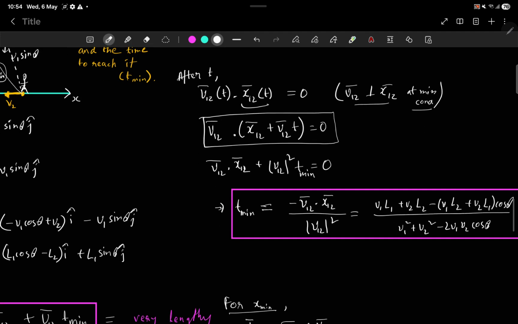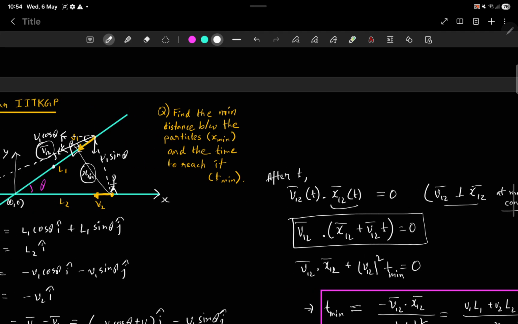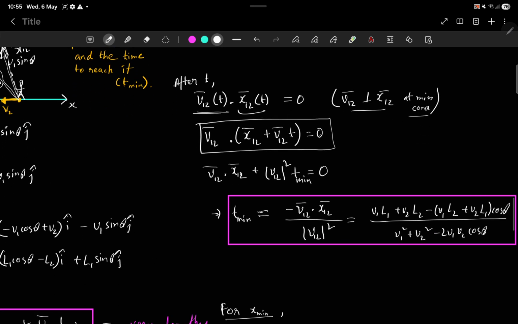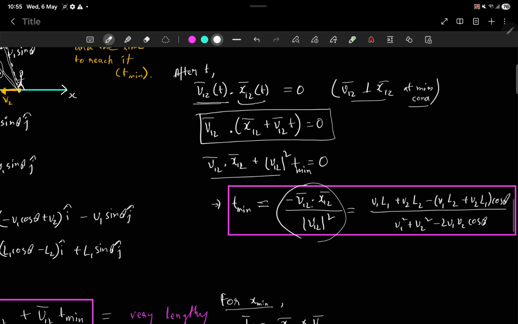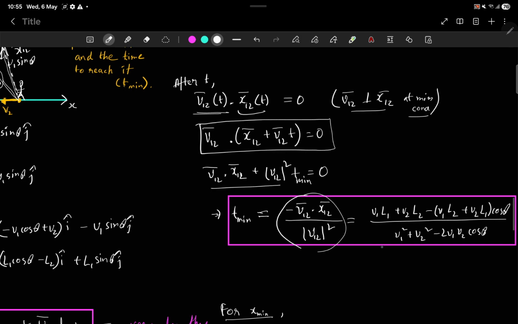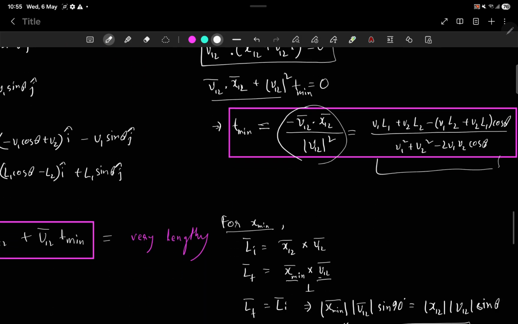This v12 is constant, and x12 after a time t will be the initial x12 plus v12 t. By the triangle law of vector addition, we will get this x minimum vector. So we can write it like this, and we are getting the dot product. From here we can write t minimum equals this. And if you put all the values of these vectors, you will get this one. You can calculate it yourself.